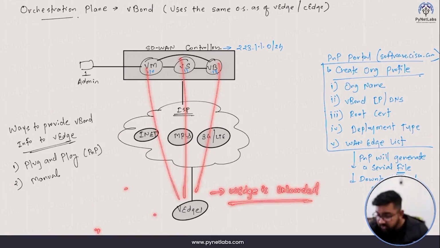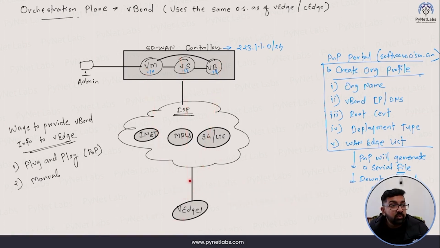Unless your WAN edge has these tunnels with the controllers, it is not treated as onboarded. But as soon as it does, your WAN edge is completely onboarded and it's speaking with the controllers very well. So that's the role of the orchestration plane. That's exactly why you do require the orchestration plane. If the orchestration plane is not there, then your WAN edge is not going to be onboarded at all. That's why the orchestration plane or vBond is treated as one of the most important components in the Cisco SD-WAN fabric.